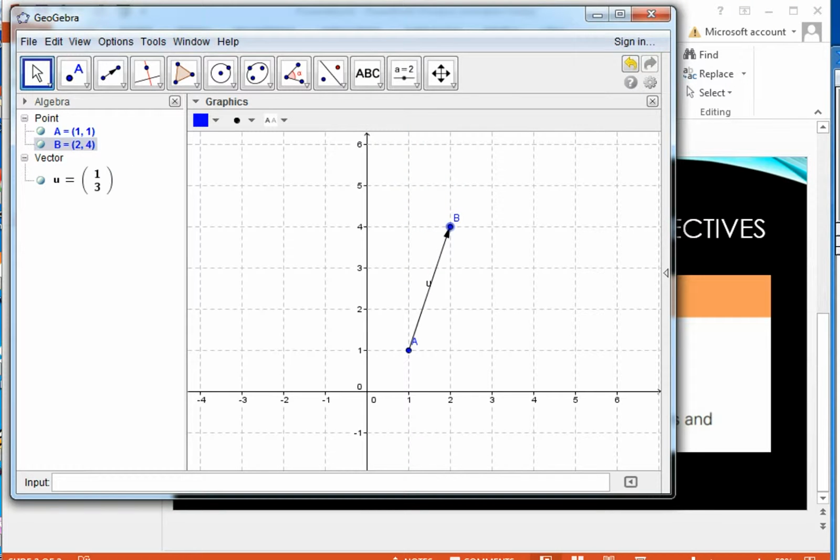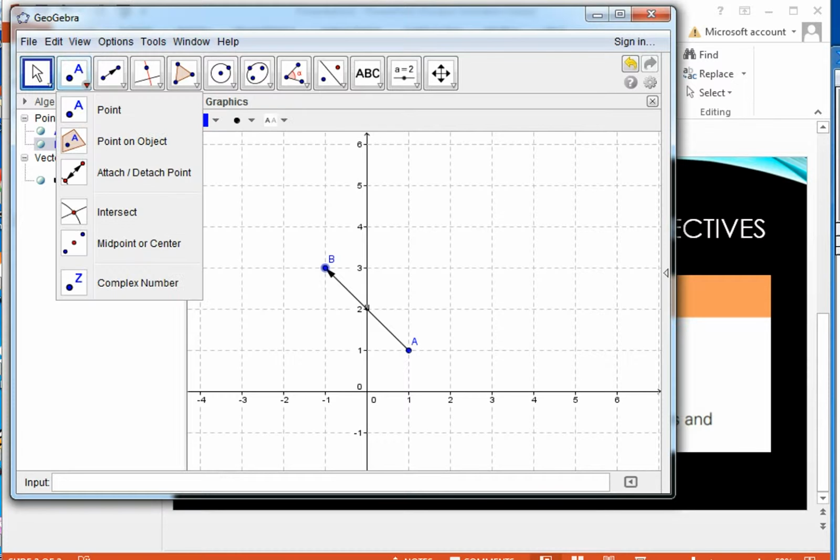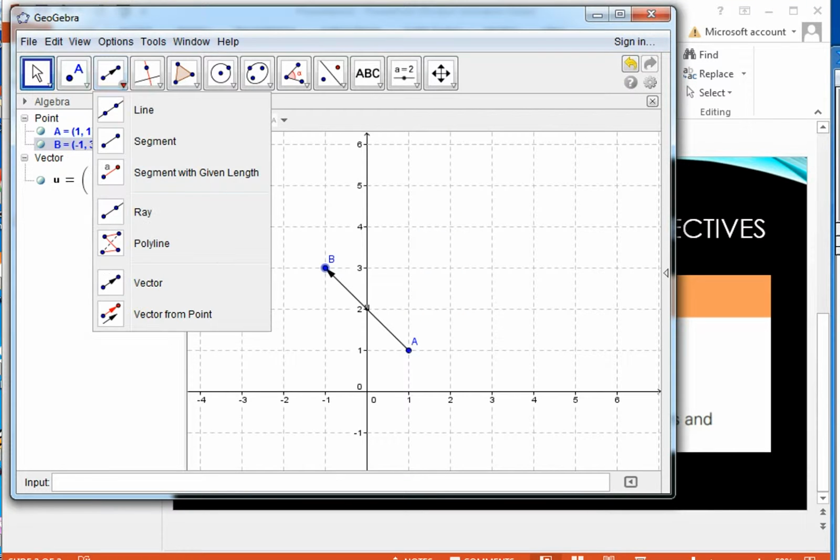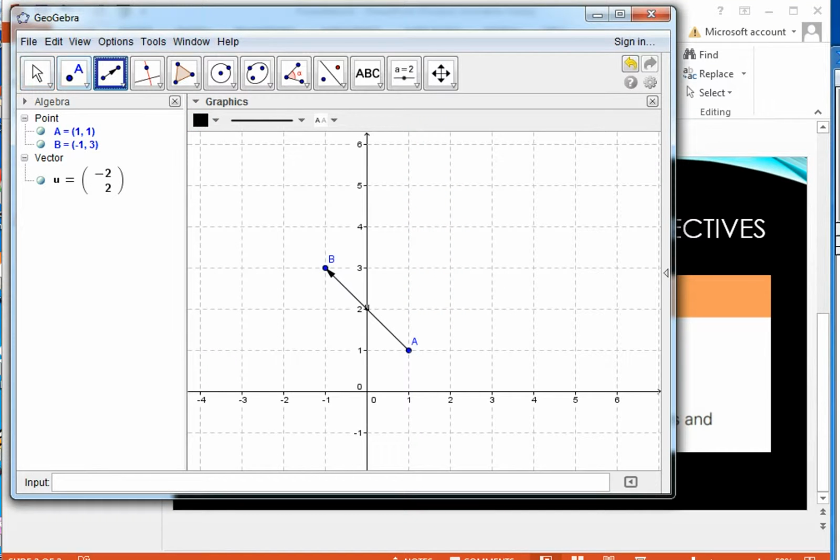Alright? If, for example, I'm going to change it like this one, as you can see, the vector now means (-2, 2). What it means is 2 units going to your left and 2 units going up. Okay, so that is what we mean by (-2, 2).